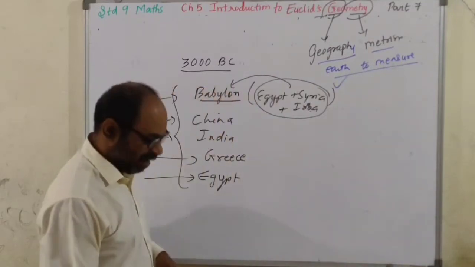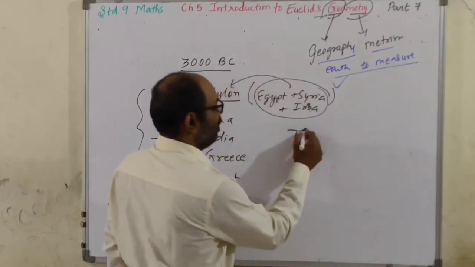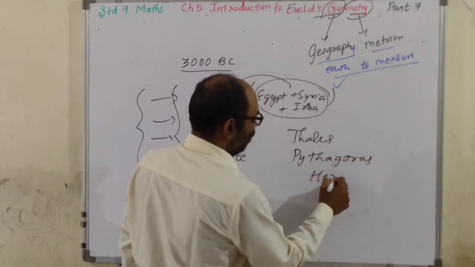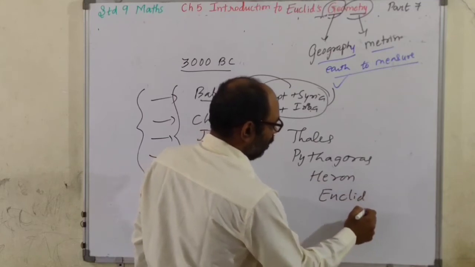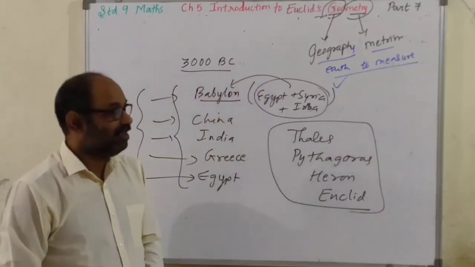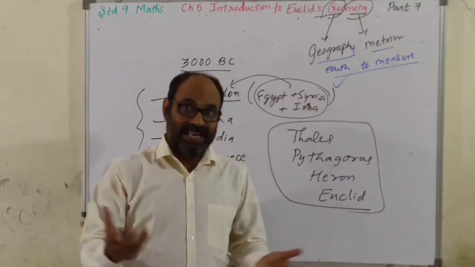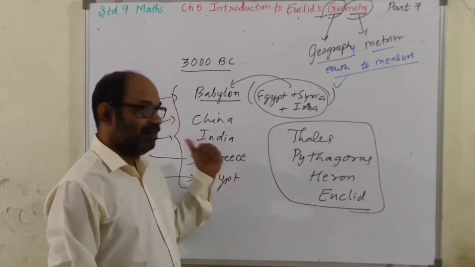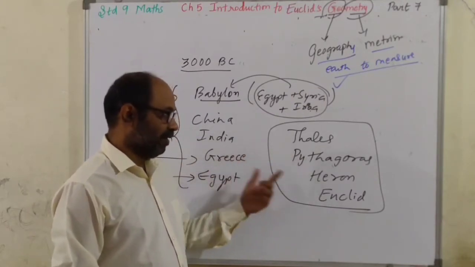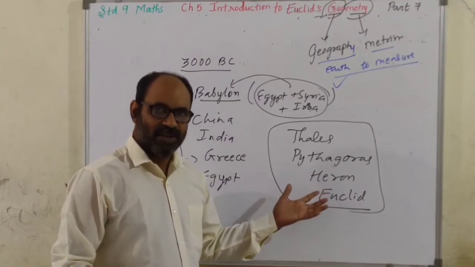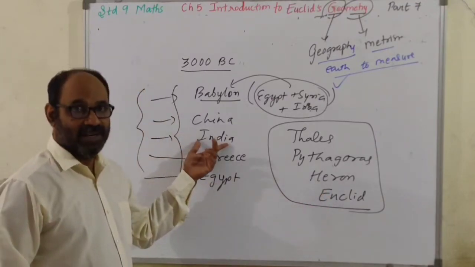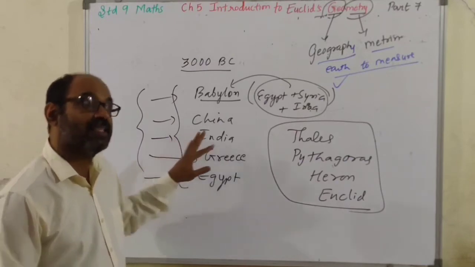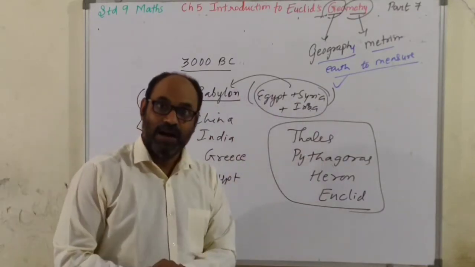A few mathematicians who were very popular in those days were Thales, Pythagoras, Heron, and Euclid. What they did was measure the earth and develop techniques. Thales, Pythagoras, Heron, and Euclid were all from Greece. There were many mathematicians, Aryabhata from India, and some from China, but India and Greece were very popular for the work done by their mathematicians.